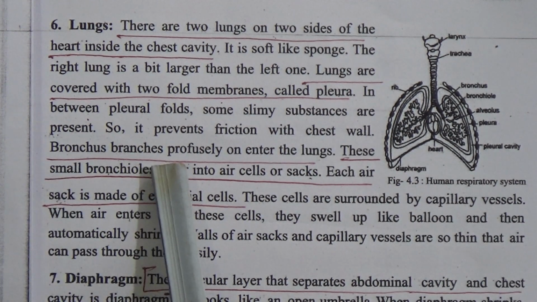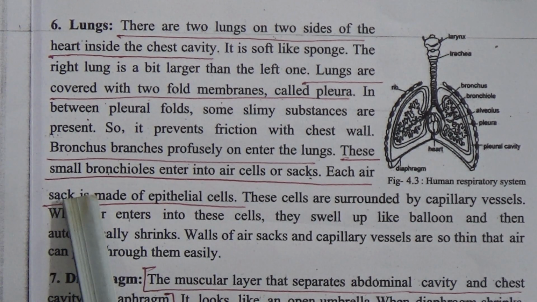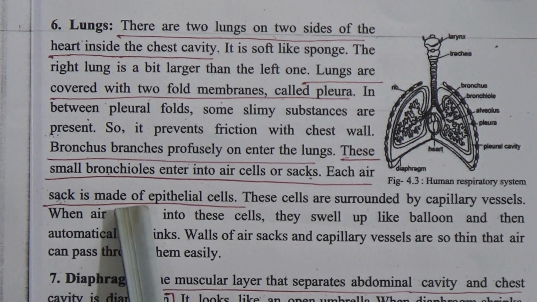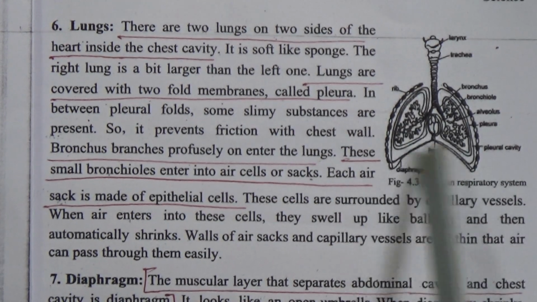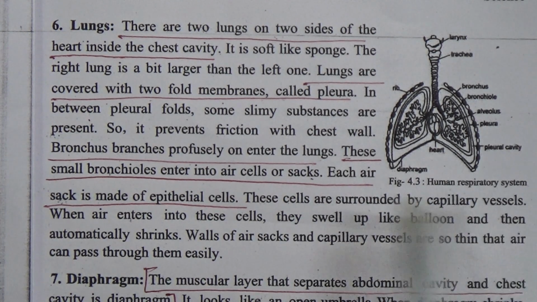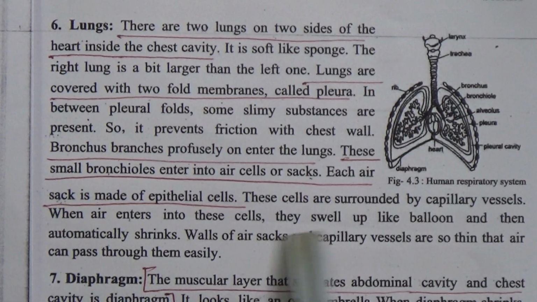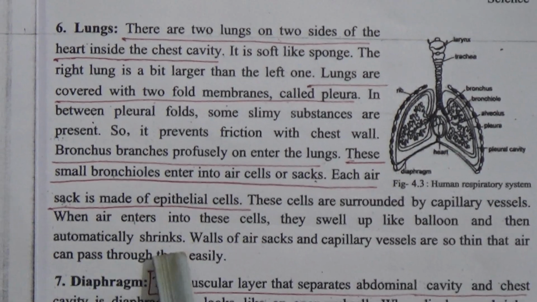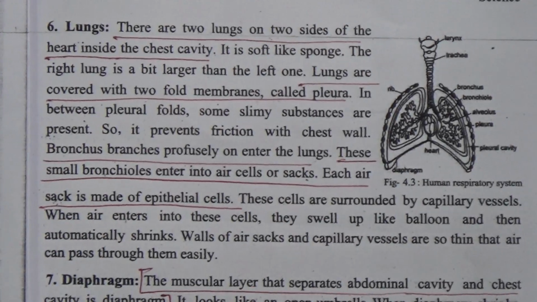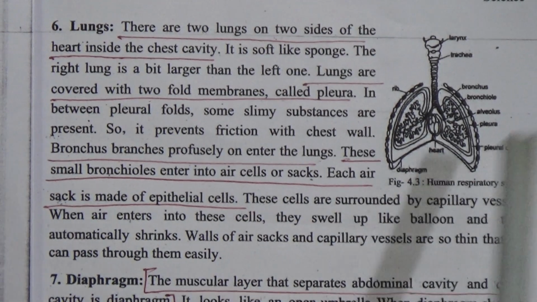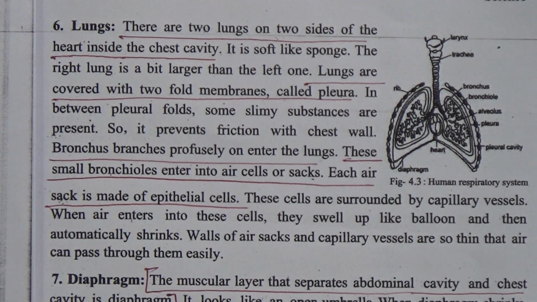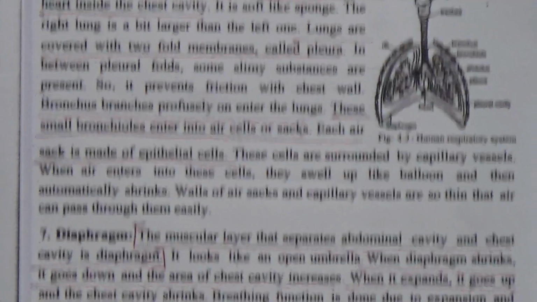Bronchus branches profusely on entering the lungs. These small bronchioles enter into air cells or sacs. Each air sac is made up of epithelial cells. These cells are surrounded by capillary vessels. When air enters into these cells, they swell up like balloons and then automatically shrink. Walls of air sacs and capillary vessels are so thin that air can pass through them very easily.